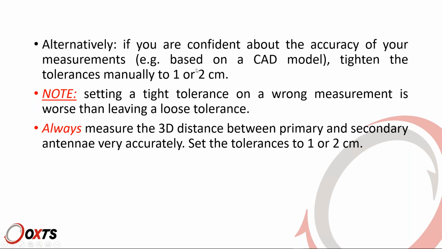Alternatively, if you don't want the system to calculate that for you, obviously you can do it yourself. If, for example, your measurements are based on a CAD model, then you can be fairly confident of what all the angles and the distances are. So you can do it manually, and you can also tighten the accuracies or the tolerances manually down to 1 or 2 centimeters. Keep always in mind, please, that setting a tight tolerance on a wrong measurement is going to be worse than leaving a loose tolerance. Okay, so that's an important aspect. You will confuse the system.